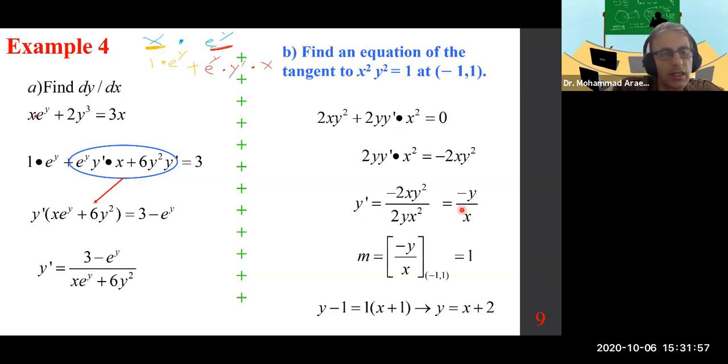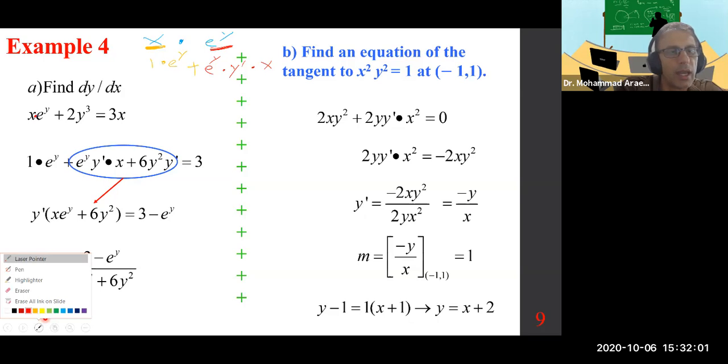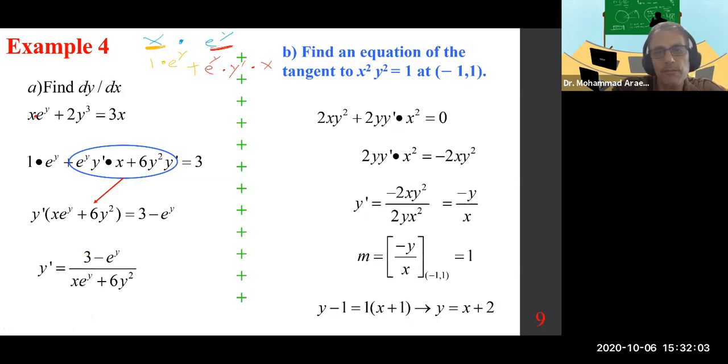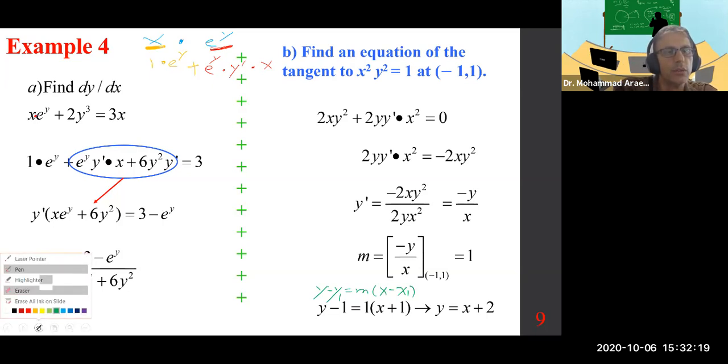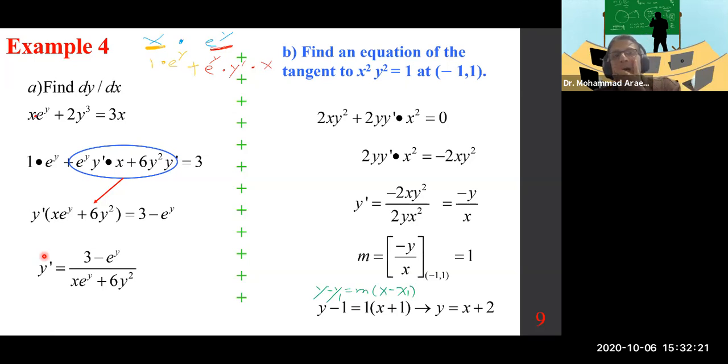I'm going to write that for you in case. We have y minus y1 equals m times x minus x1, known as the point slope. Point slope, everybody, okay? So I hope you are fine with that. I think we are good to go. So let's do that.